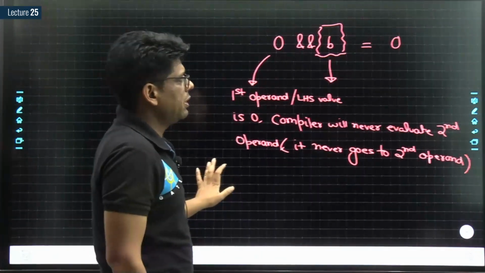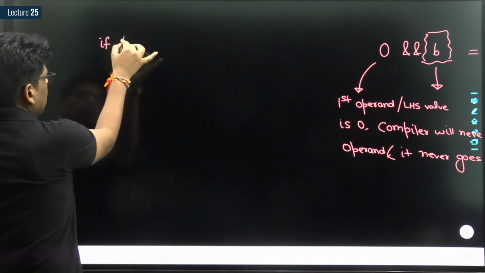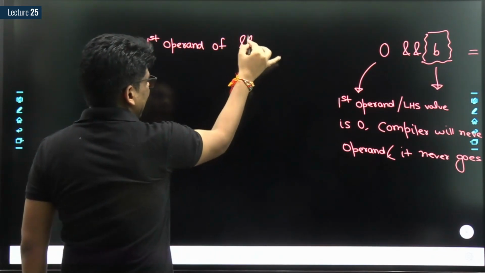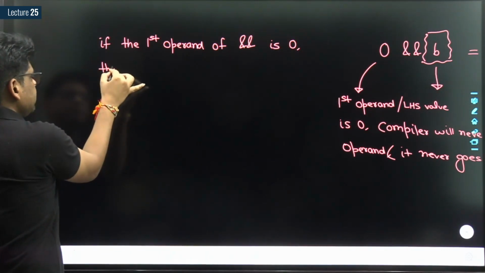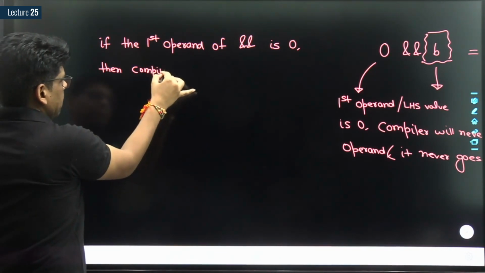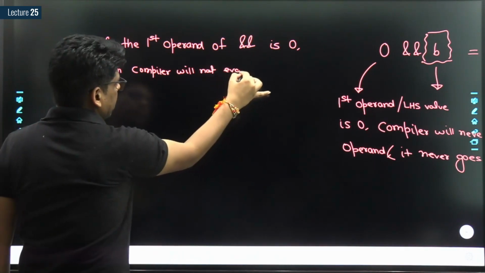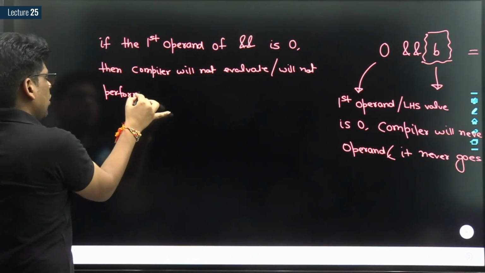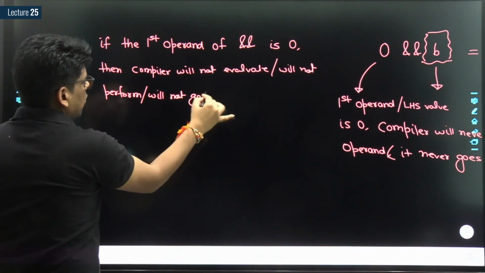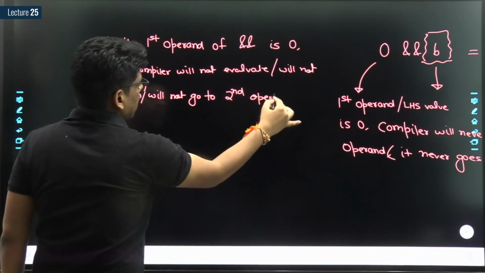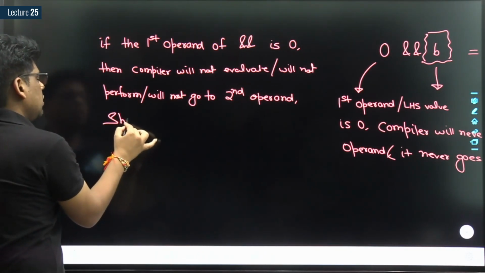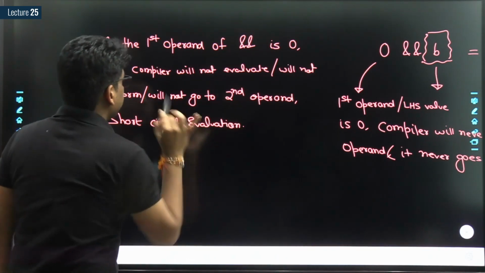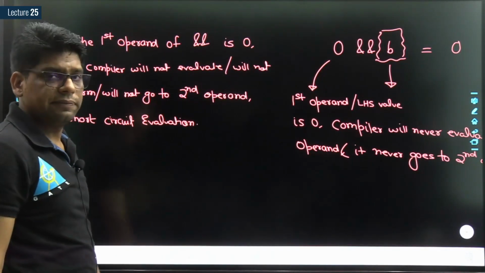For AND. Sir, what is short circuit operation? Try to understand this. If the first operand of logical AND is 0, then the compiler will not evaluate, will not perform, or you can say will not go to the second operand, and this is called short circuit evaluation for logical AND. Try to understand this. Done, sir? Done.